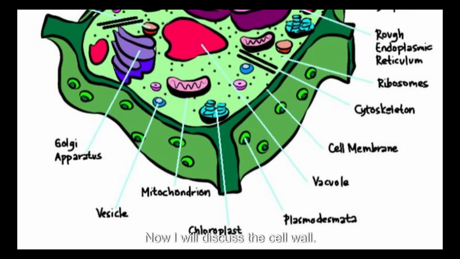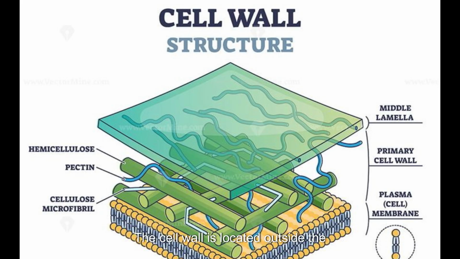Now I will discuss the cell wall. The cell wall is located outside the cell membrane. It consists mainly of cellulose and may also contain lignin, which makes it more rigid. The cell wall gives shape, support, and protection to the cell. It prevents the cell from absorbing too much water and bursting.